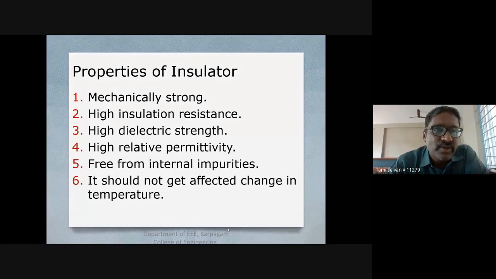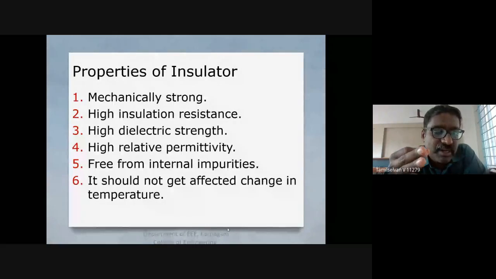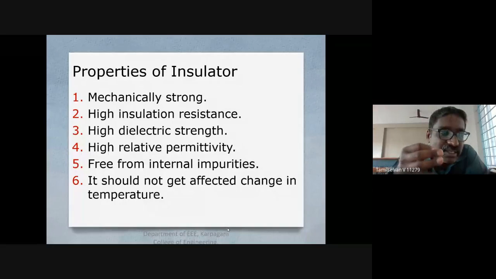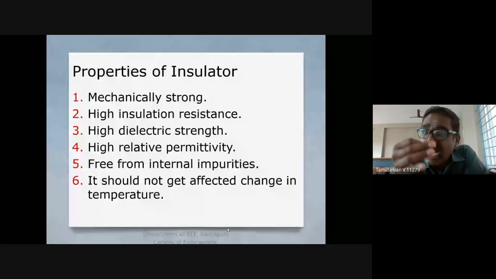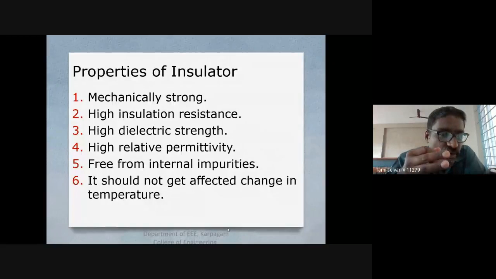Since the insulator has to prevent current from flowing through it, it should have some properties. The first main property is mechanical strength. Why? Because it has to carry the conductor weight and the wind pressure, the wind load. So the insulator should have high mechanical strength.